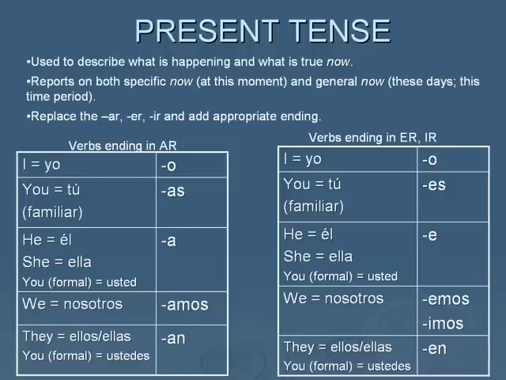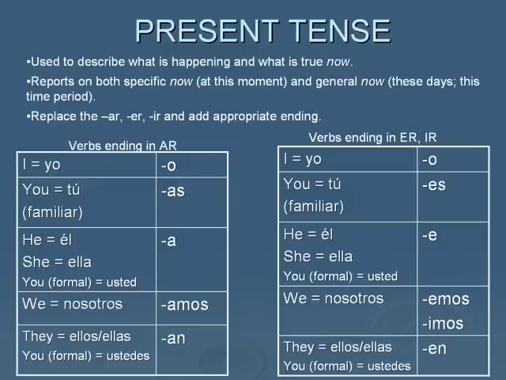So the present tense is used to describe what is happening and what is true right now. It reports on both the specific now and the general now. On the left are the verb endings for AR, and on the right are the verb endings for ER and IR. So what you do is you take off the AR, ER, or IR, and you add the appropriate ending.